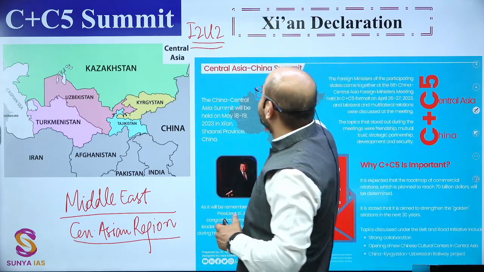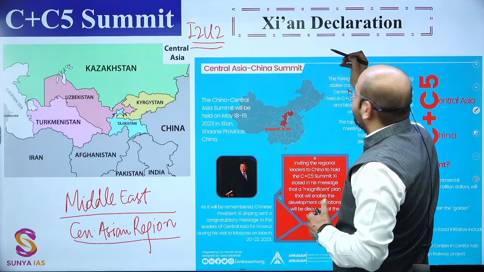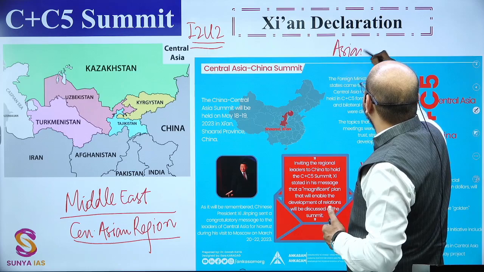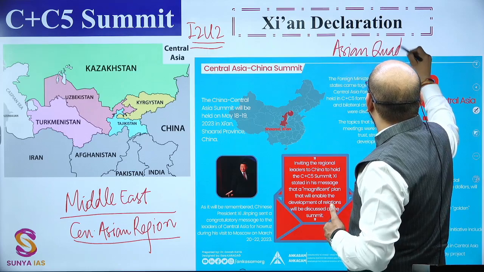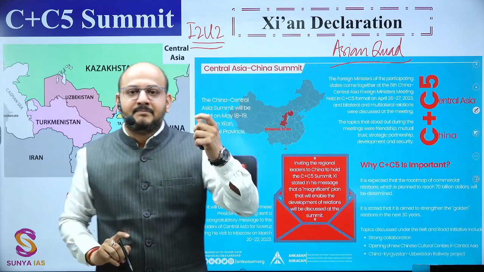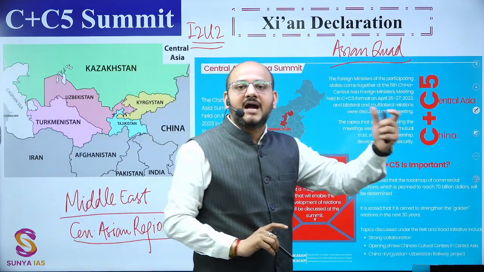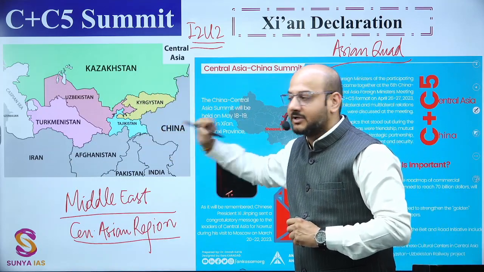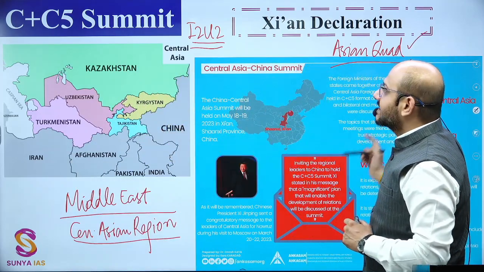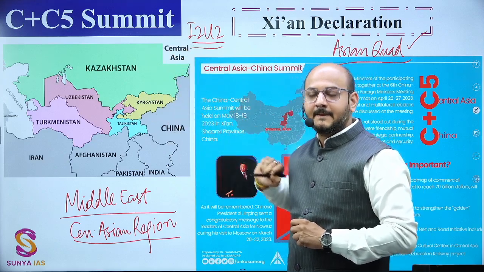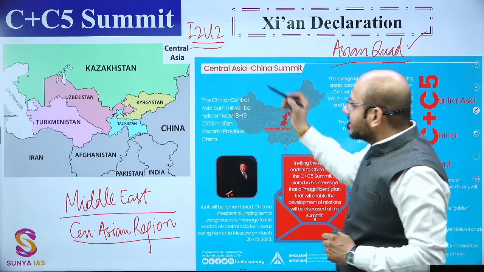Then you will find here, we term it as the Asian Quad. What is the Asian Quad? China, Pakistan, Iran, and Russia. They are coming close. Iran, you are getting the point. So the Asian Quad, whereas India had formed the Quad with US, Japan, Australia. Okay. Now you will find this particular region.